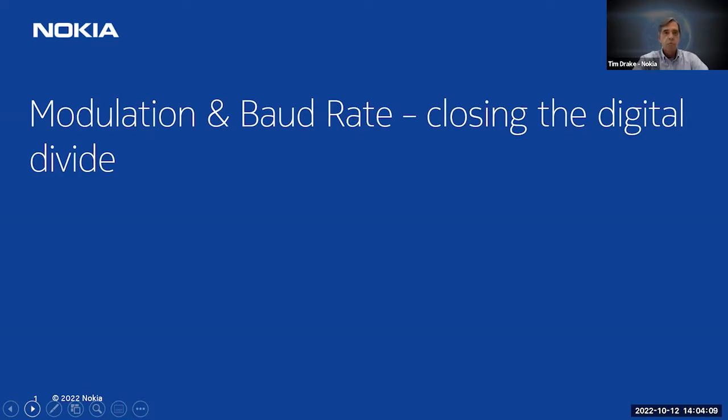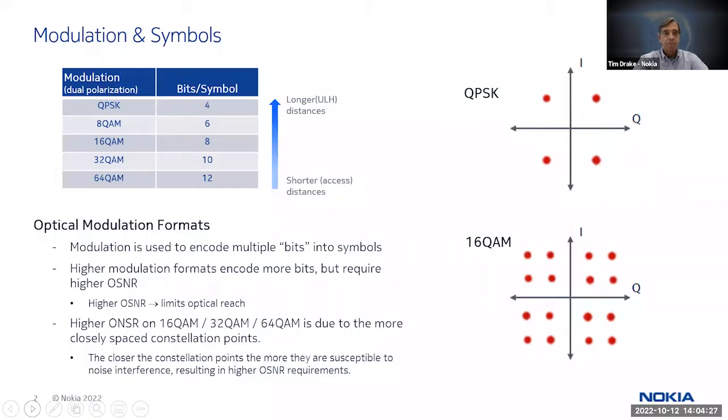With the federal BEAD funding, XGS-PON to the edge is becoming the de facto standard. And with that, you're starting to see 100 gig and potentially higher coming out of the GPON equipment. So we'll just jump right into it.